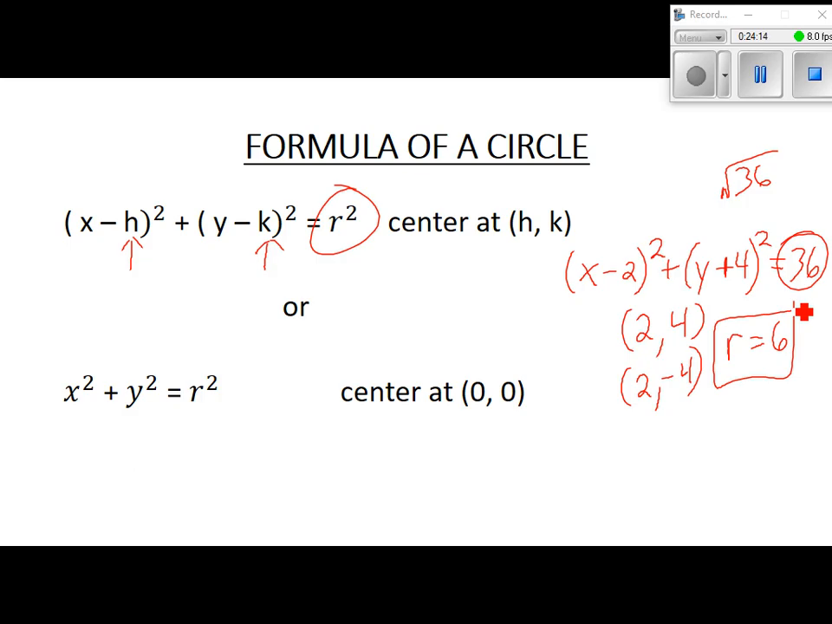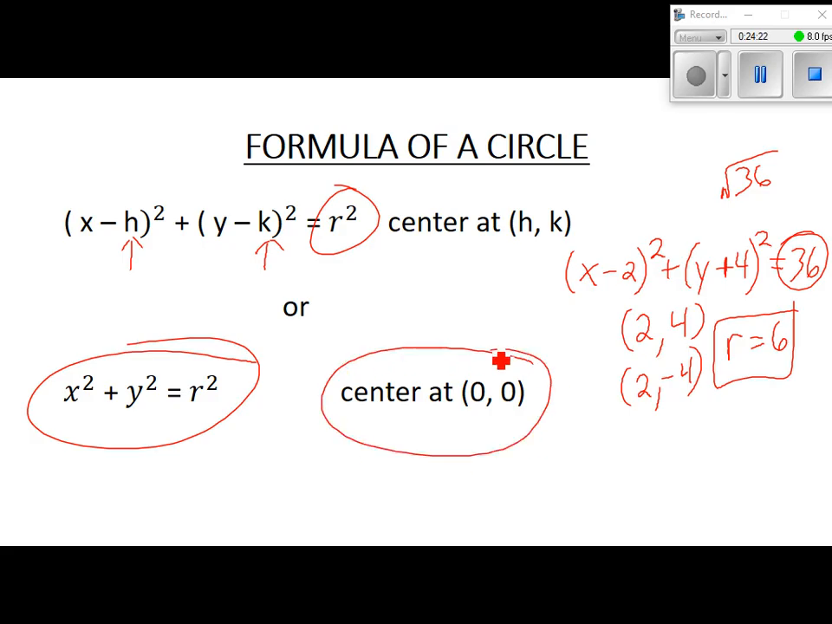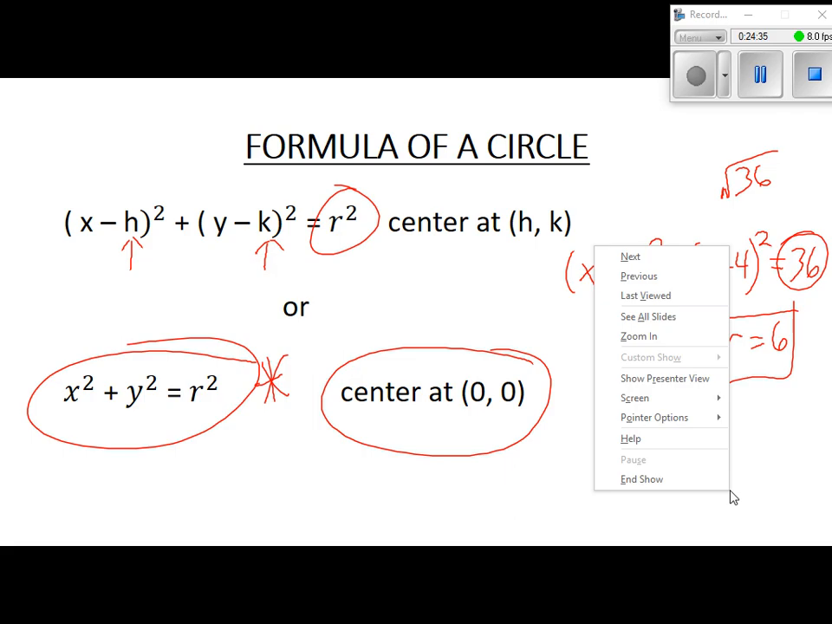If they just give you a formula that looks like this, doesn't have all this extra stuff in it, then what do you know about the center point? It's a 0, 0. It's at the origin. All right? So hopefully they give you that, right? Because that's a whole lot easier. Not really. I mean, it's not like it's difficult either way.